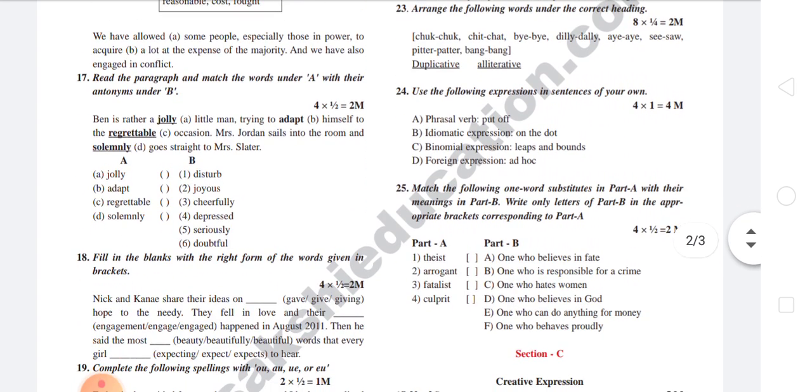Okay. 17th question. Read the paragraph and match the following under A with their antonyms under B. So definitely it is antonyms. Basically here also you will get 4 problems. Each problem carries half a mark, so 4 into half is equal to 2 marks. He will give one passage and underline 4 words of the passage, and he will separate 2 groups, A group and B group. We have to find the correct antonym in group B for each word from A. That is our duty to do. If we do this correctly, we will get 2 marks.